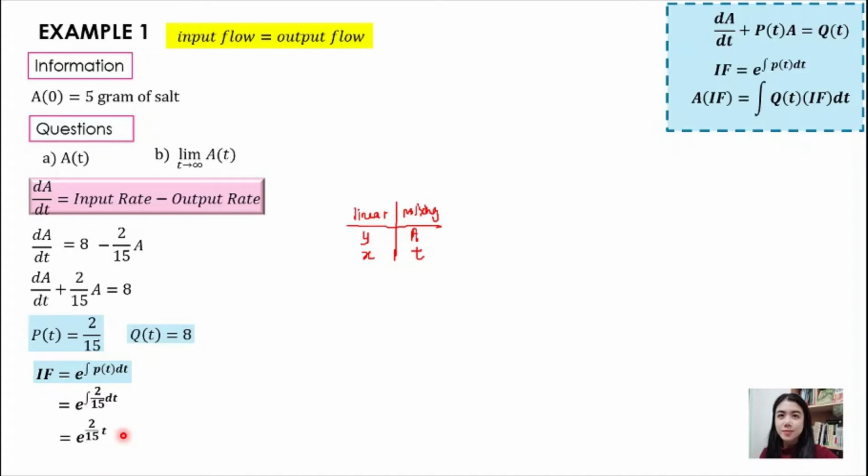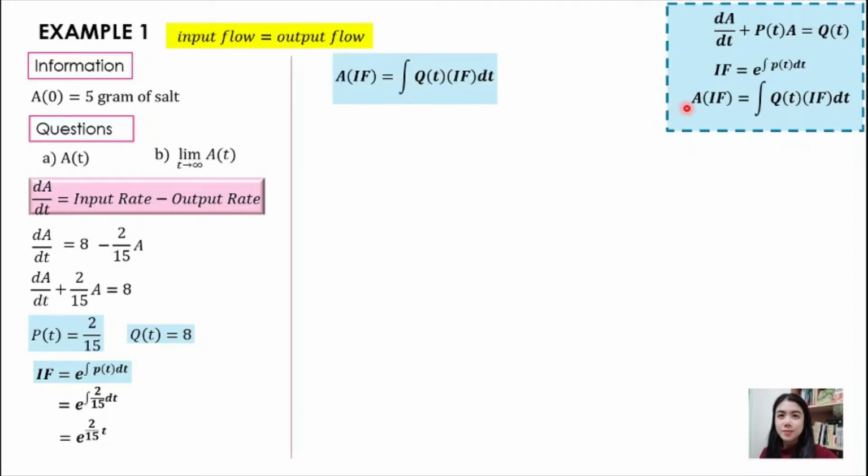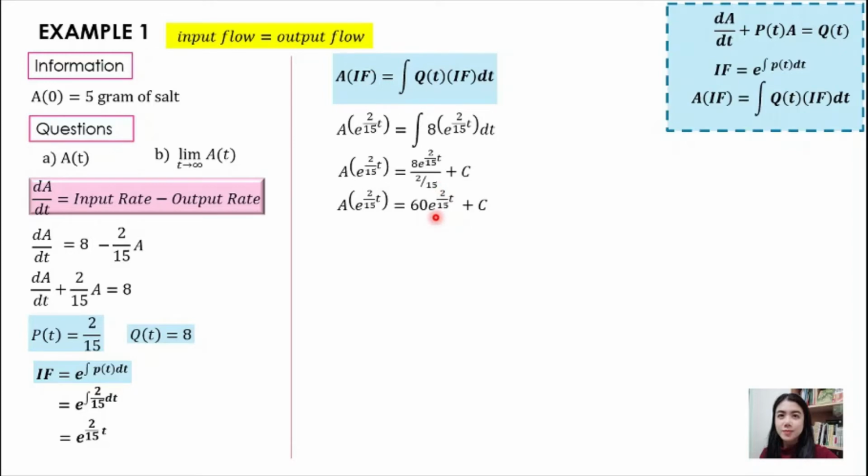Once we have identified the integrating factor, let's solve it using this formula. So this is what we have here. Substitute your IF into this formula, so your IF is the exponent, and then your Q(t) is 8, and then you have the IF. Then integrate the right hand side. Once you have integrated the right hand side, this is what we have here. Simplify it, and then this is what we have. Then divide all of the terms that you see here by the exponent. So then we will have this one. Let's name it equation number 1.